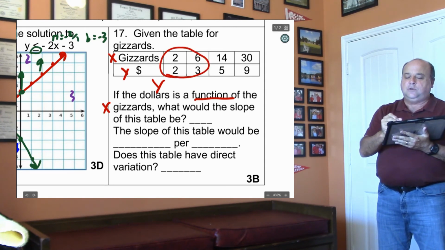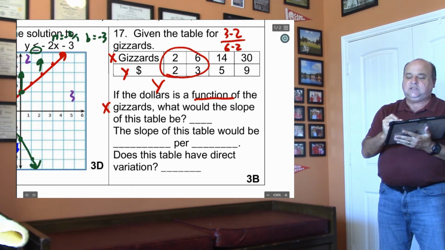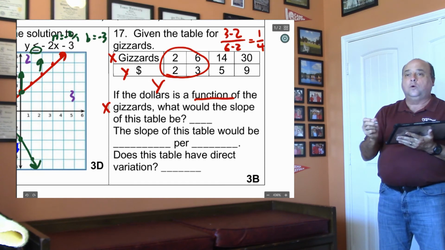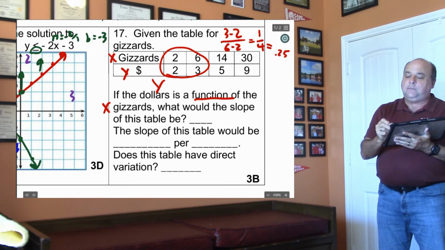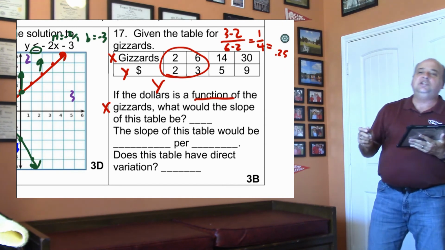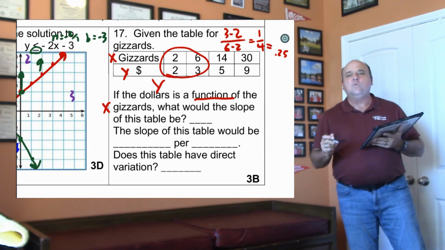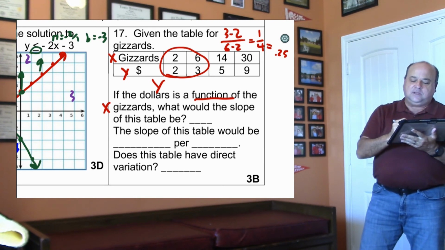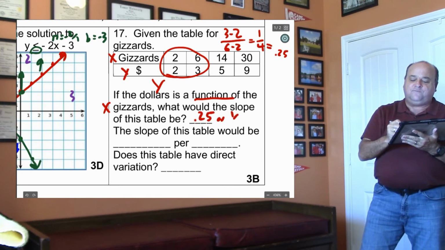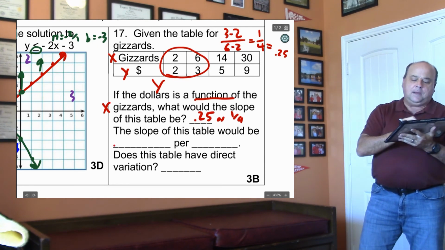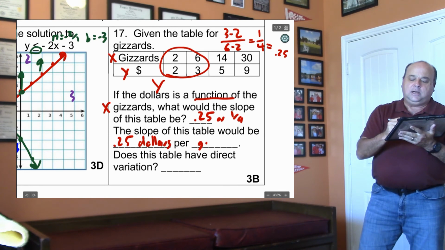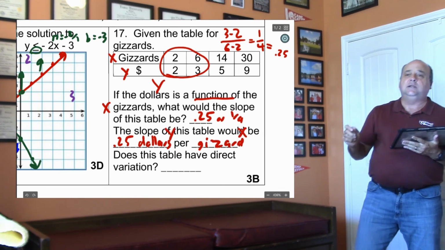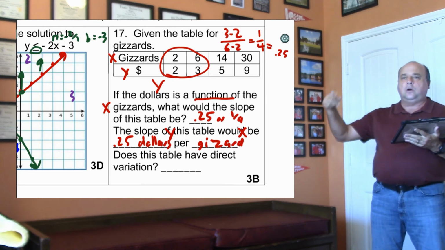I'm going to use these numbers. So 3 minus 2 over 6 minus 2, that's going to be 1/4. If we're dealing with money, it's going to be 25 cents, right? So each gizzard costs 25 cents. Okay, so the slope of this table would be 0.25 or 1/4. The slope would be $0.25 per gizzard. And remember, when you write this, it's y per x. Its slope is y per x.